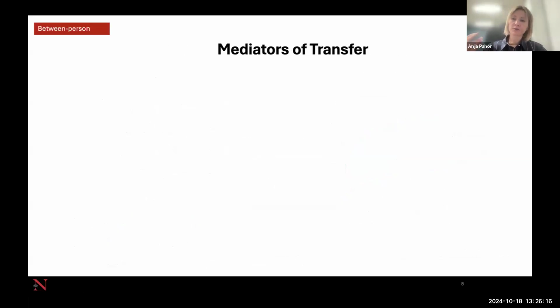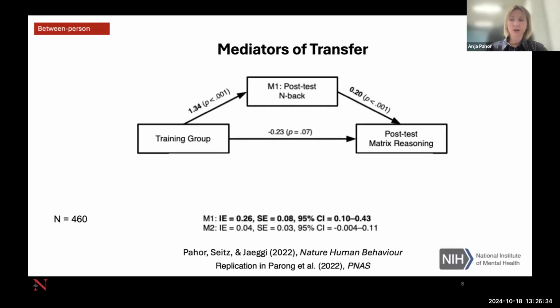And while these types of moderators can help us understand for whom cognitive training will produce the greatest benefits, mediators can help us understand underlying mechanisms of transfer. So we examined this in 3, again, working memory training studies involving adults, mainly college students. And we found that the extent of transfer to an untrained n-back task, the training itself also involved n-back training, mediated far transfer to matrix reasoning task.